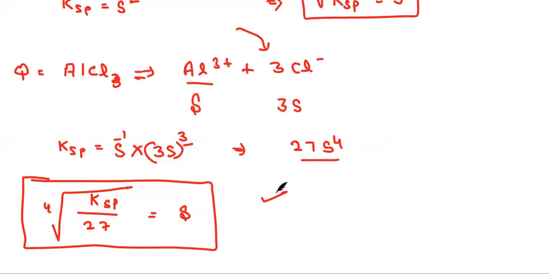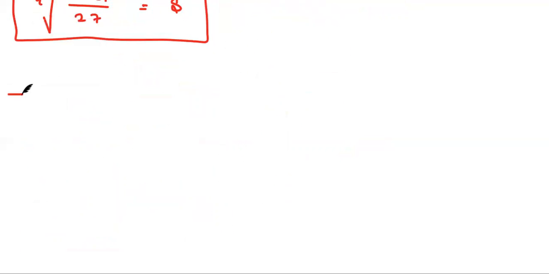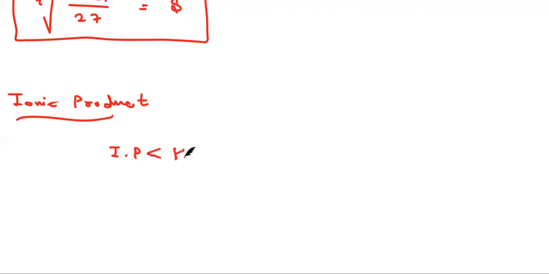Here is one more concept I'm going to tell you. Suppose in any question, the ionic product is already given to you, and you are finding out the solubility product. If your ionic product is less than the Ksp, now just tell me which is higher, ionic product or solubility product.